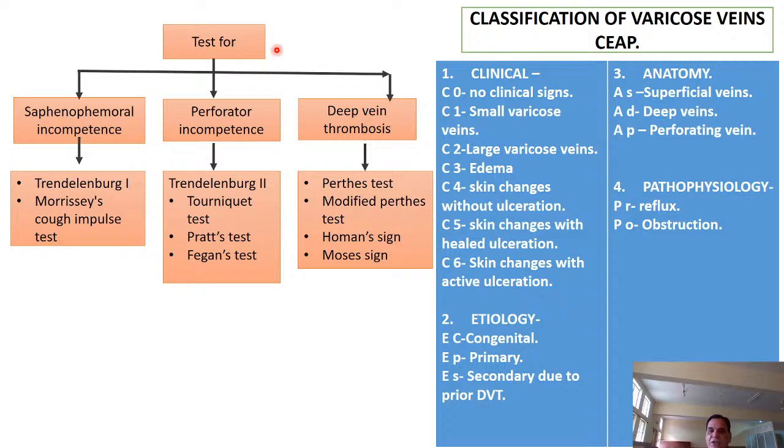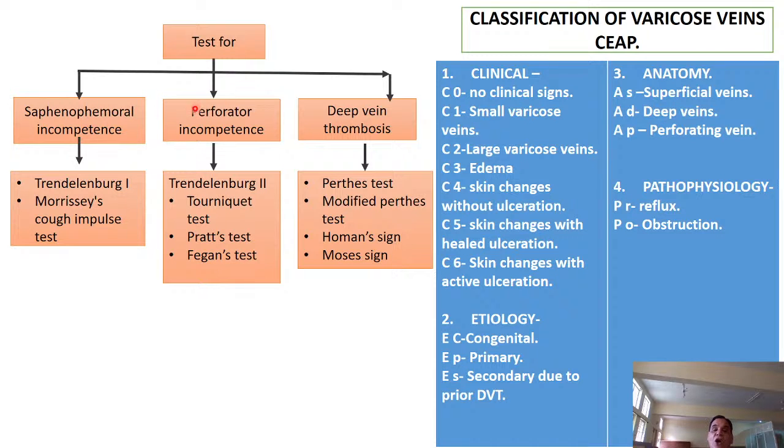So what are the tests and how do you classify? This is the latest classification. What are the tests? First, there are three primary causes. What are they? First cause is saphenofemoral incompetence. That means it is high up, where the LSV joins the femoral vein. That is saphenofemoral junction incompetence.